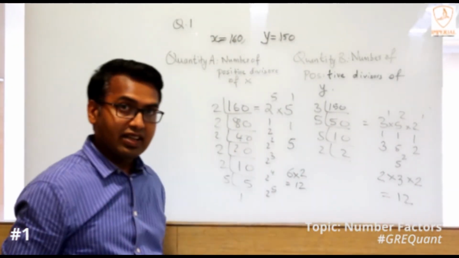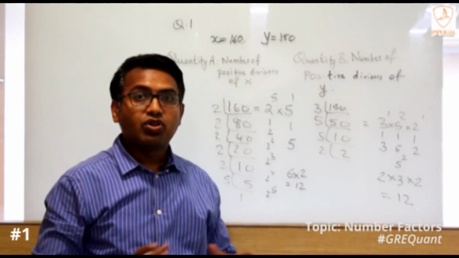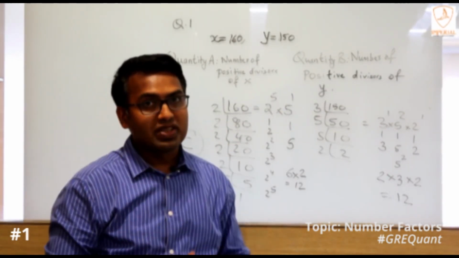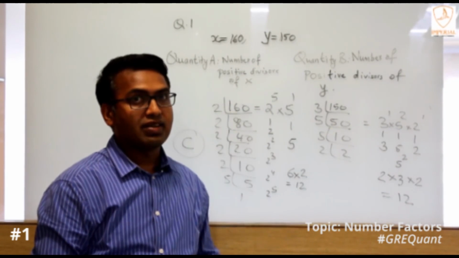So as you can see, quantity A is 12, quantity B is also 12. Both the columns are equal. C is the answer when the two columns are equal. So I hope you guys got that question right in a short amount of time.